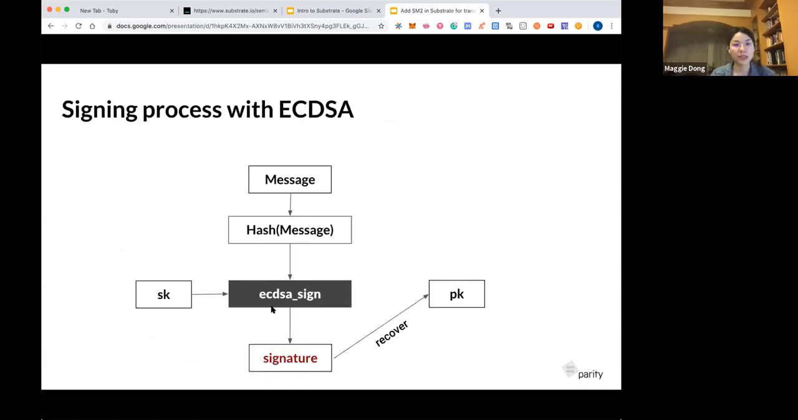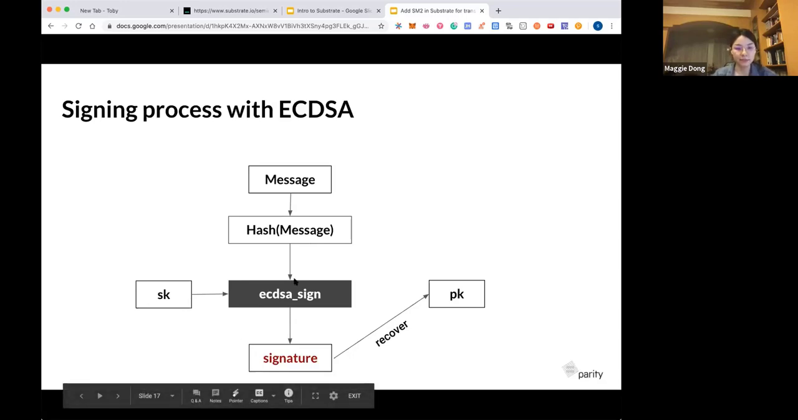Okay, so here is the signing process with ECDSA. You have a raw message, and then you use some hash function, and you get a hashed message that is 32 bytes. Then you put this hashed message into the ECDSA signing function with your secret key, your private key, and then you get a signature. And from the signature, you can recover your public key.